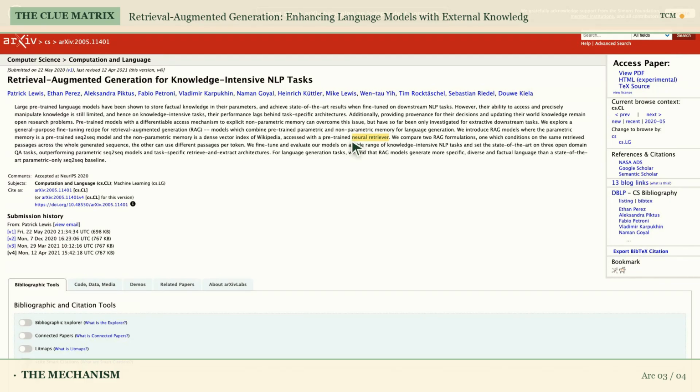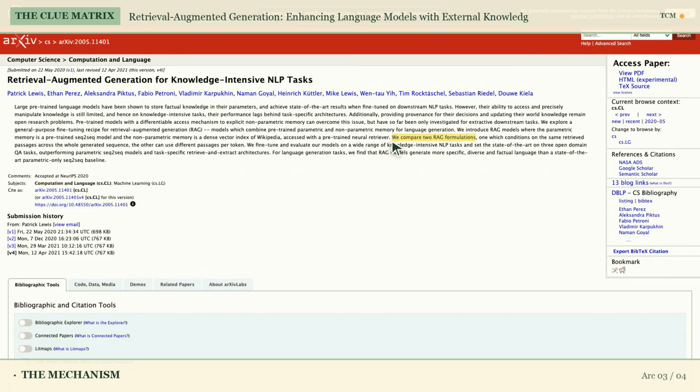This process of encoding and comparing is what allows it to find passages conceptually related even if they don't share exact words. That's crucial. Semantic search means it can answer questions like, what's the best way to make a cake, even if the document says baking a dessert. It understands the intent.